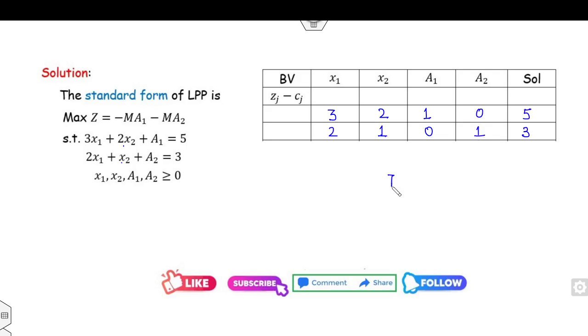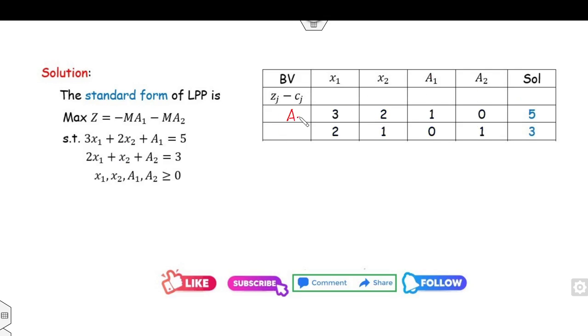Look at the identity column. The identity column is my 1, 0, 0, 1. The column corresponding to 1 comma 0 is A1. So the first column is my A1. The column corresponding to 0, 1 is A2. So this is my A2. Fine. This is my A1 and A2.